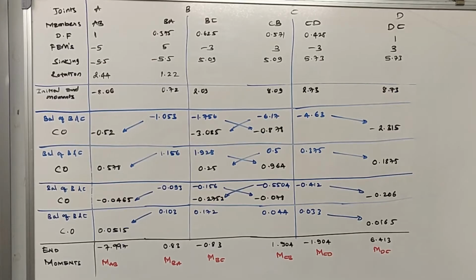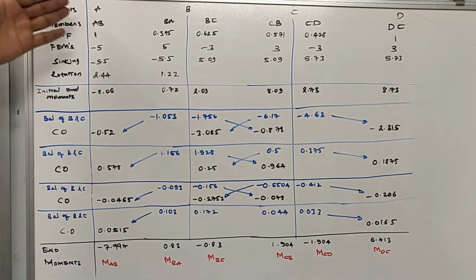Okay, after solving the fixed end moments, the moments due to sinking, and the moments due to rotation, we need to start solving the end moments. The end moment is solved using this chart called the balancing chart, which I had explained earlier to you. So in this I would like to briefly explain the rows that are considered.